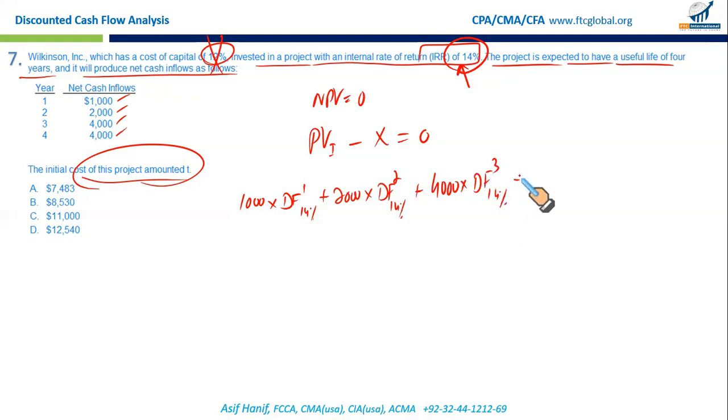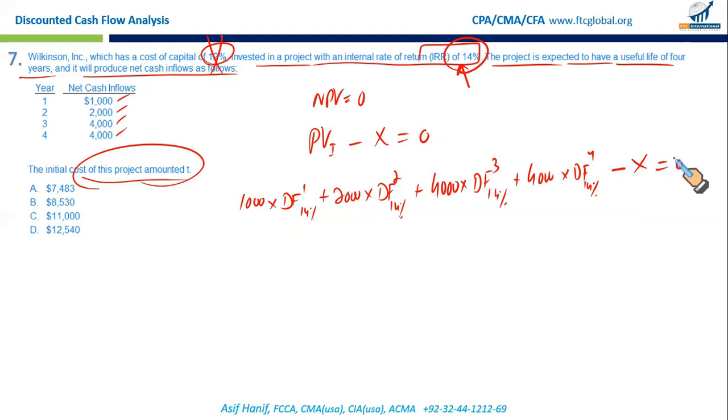14%, plus 4,000 times the fourth year factor. You don't need to write it this way on the exam. I'm just giving you the idea that this is it. You can put the numbers directly and solve it on rough paper and get the answer. I just want to make sure you are doing it rightly. So this is the present value of inflows minus initial investment, call it X, is equal to zero.